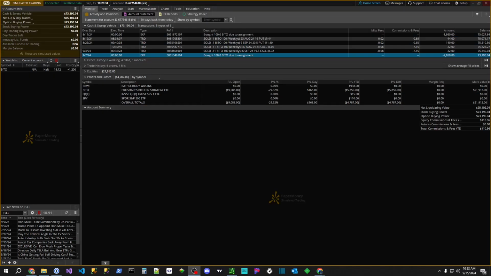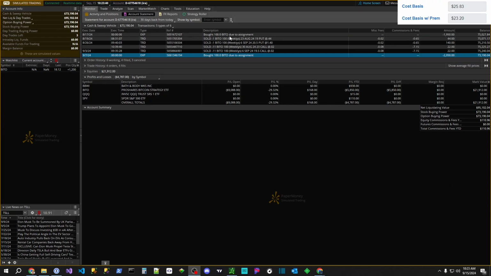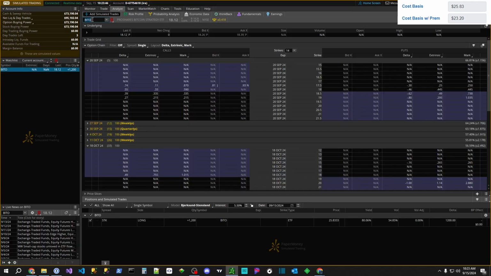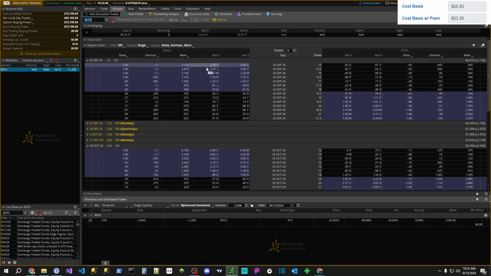Here we are back at Thinkorswim's trading platform. We need to get the cost basis up on the screen. There we go. Okay, let's jump over to the Analyze tab. Make sure BITO is selected. All right, we got that selected now. And so our cost basis is sitting at $25.83.